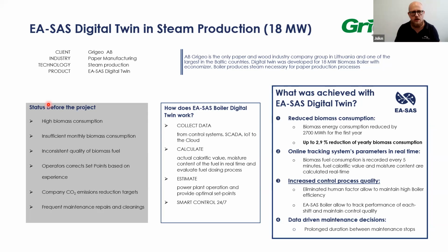So the digital twin can see, for example, if we talk about the heat exchanger efficiency, you can start to see that it goes down, and then you say that at this efficiency, we should clean it, maintain it, do whatever with it. And this is how they base their maintenance decisions. And of course, the main thing is, once again, reducing the biomass consumption. In their case, it was almost 3%, so 2,700 megawatt hours in the first year of operation.